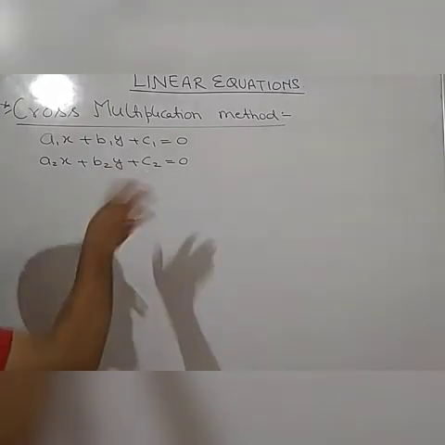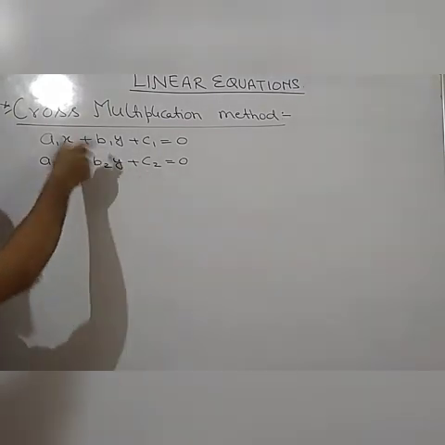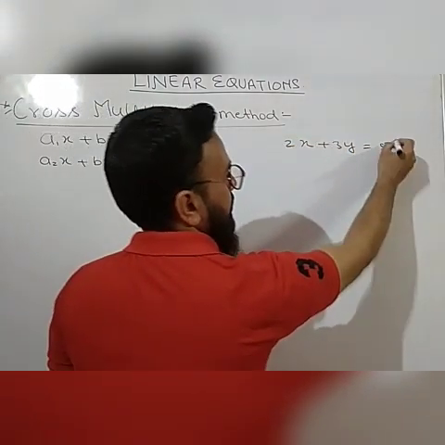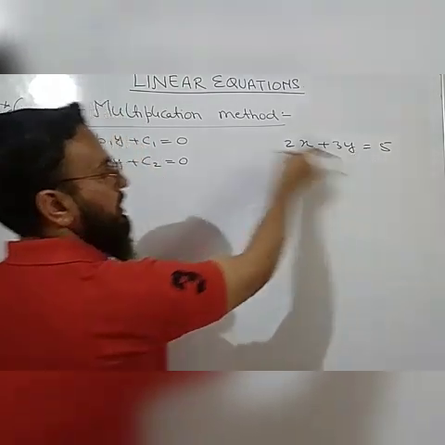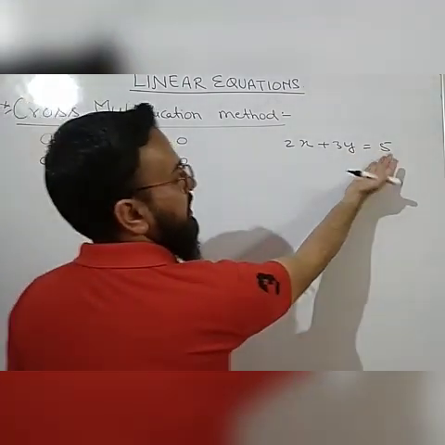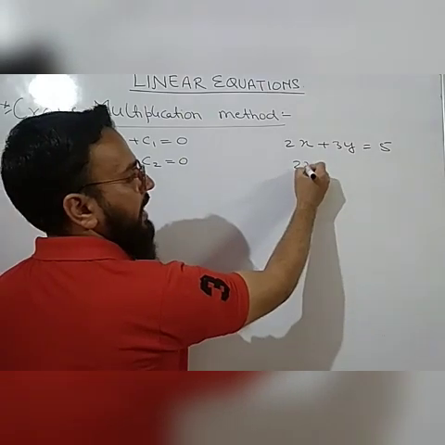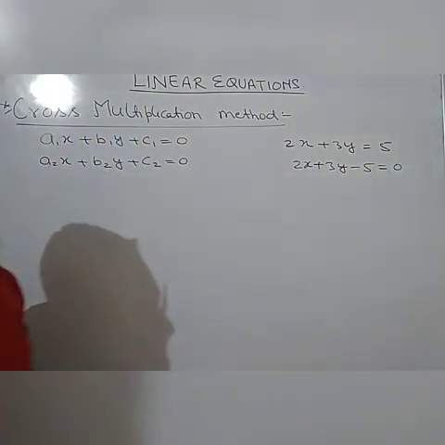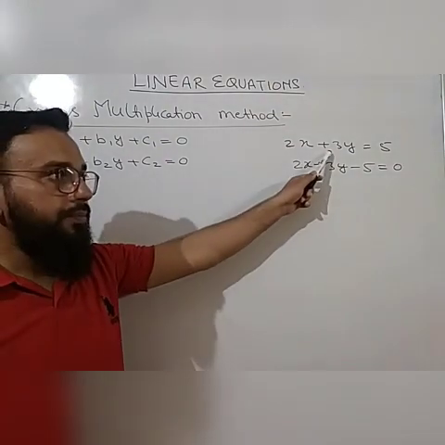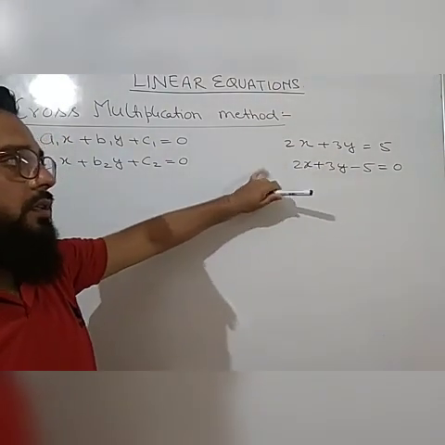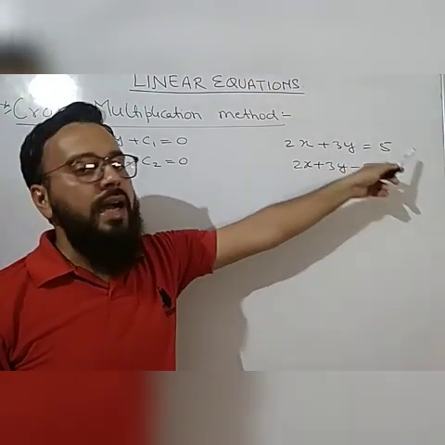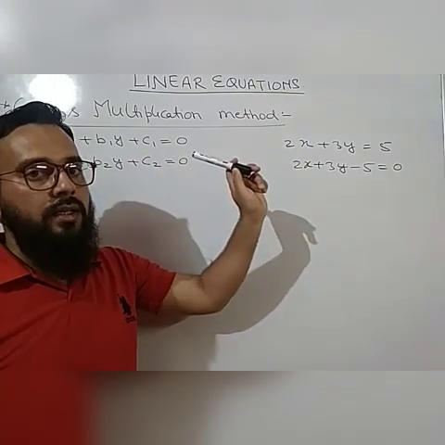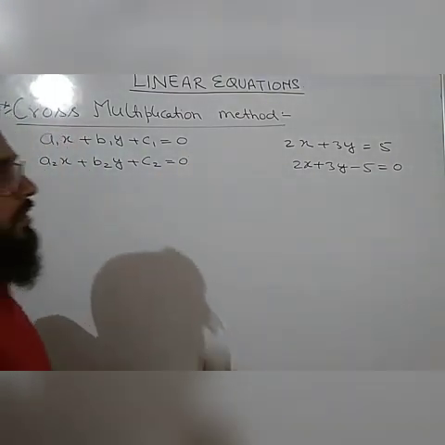Whenever any equation is given, first you have to write it in this form. Suppose you are given an equation 2x plus 3y is equal to 5. Then first you will convert it in this form, which means you have to take the constant term on the left hand side. So we will write it first, 2x plus 3y minus 5 is equal to 0. You have to remember this thing. Whenever you are given the equation, if the constant term is on the right hand side, then first you have to take this constant term on the left hand side. Then you will proceed further.